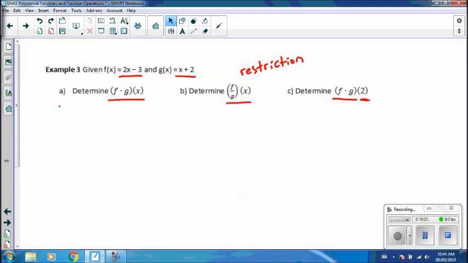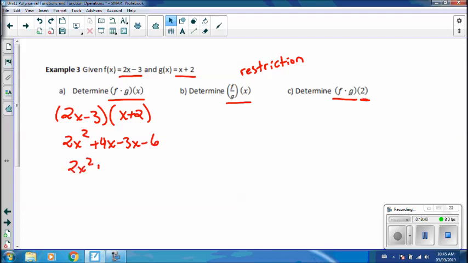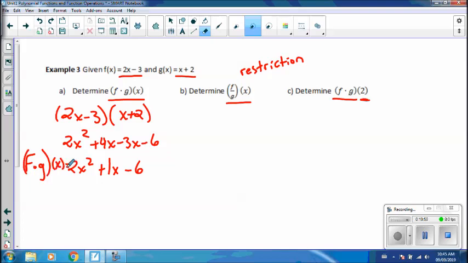Okay, so hopefully you saw that here I am just multiplying f of x times g of x. They're two binomials. I'm going to do FOIL. I get 2x squared plus 4x minus 3x minus 6, or 2x squared plus 1x if I combine those, minus 6. And so this is f times g of x is that.